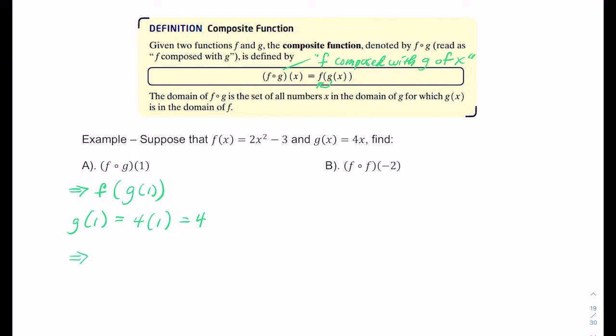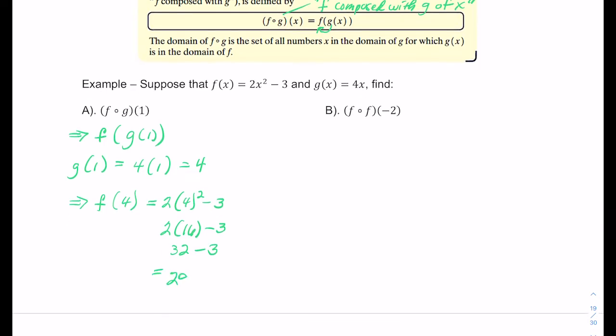So now I'm going to replace g of 1 with 4 and find f of 4. So that's going to be 2 times 4 squared minus 3. Remember, order of operations, so you have to do powers or exponents before you multiply. So I need to take care of the 4 squared first, which is 16. And now I can multiply 2 times 16, which is 32, and subtract 3. And I get 29 for my final answer.